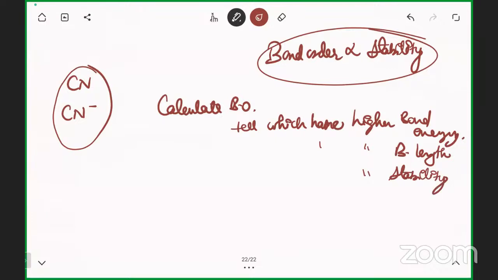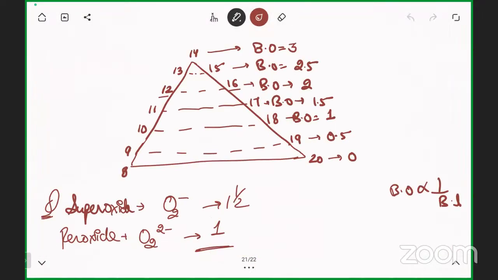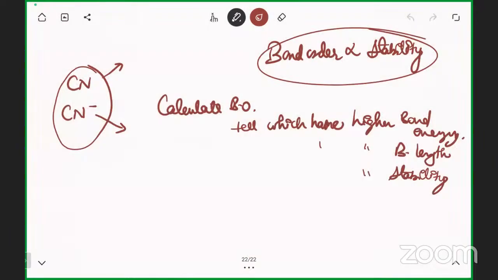First, tell me the bond order of CN and the bond order of CN minus. CN bond order: carbon 6, nitrogen 7, 13 electron system. For the 13 system, bond order is 2.5. CN minus is 13 plus 1, 14. For 14, the bond order is 3.